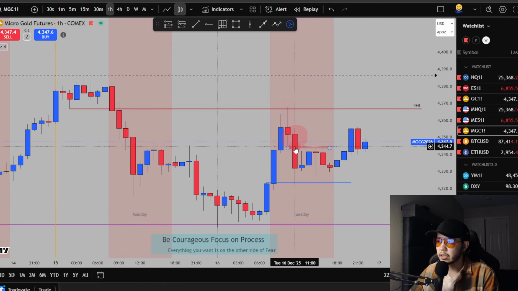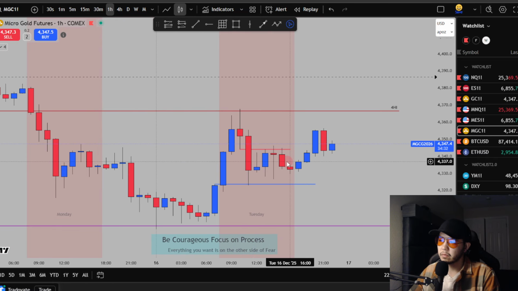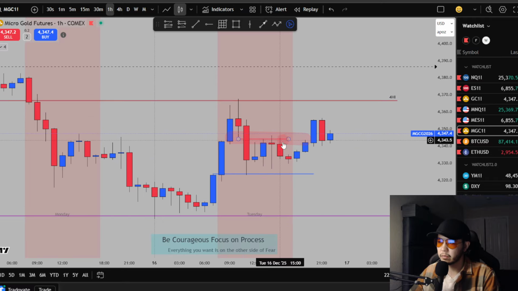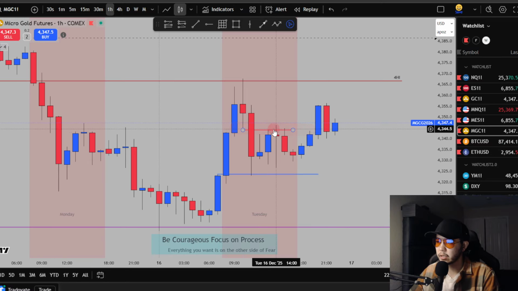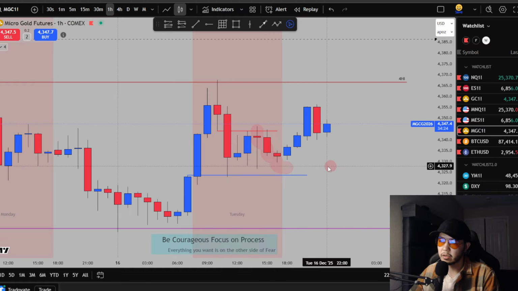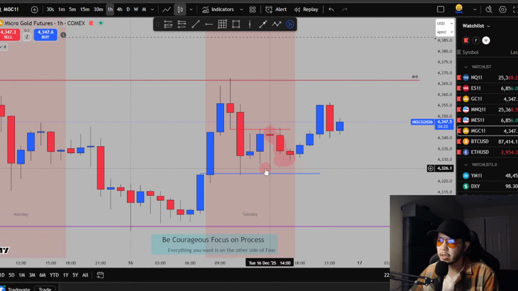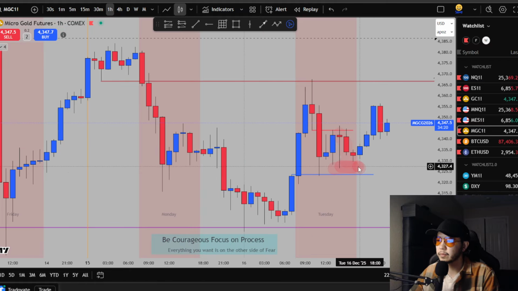I should have just taken this trade, or I should have just taken the correction. I had my alert set up, but I was at work with a client, so I couldn't take this one trade. Or you could have taken this trade. Even this trade wouldn't have been a good trade because it didn't hit this target.